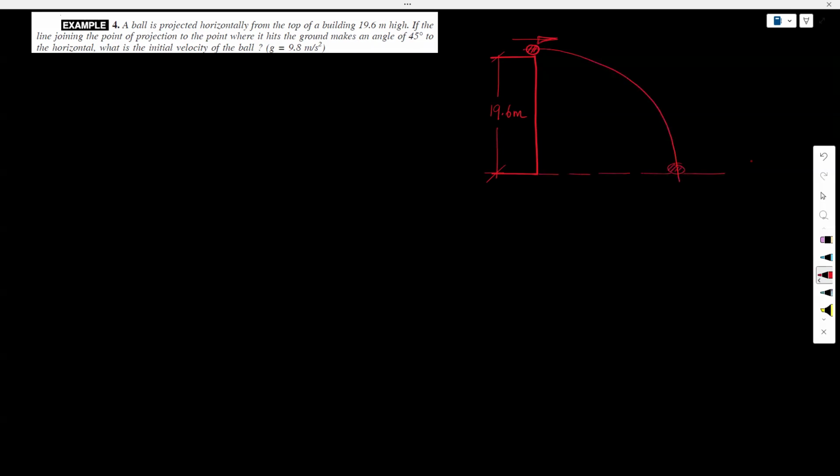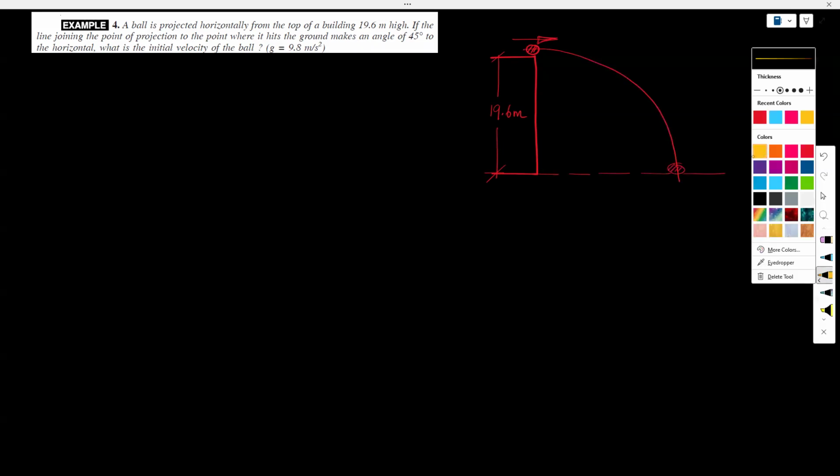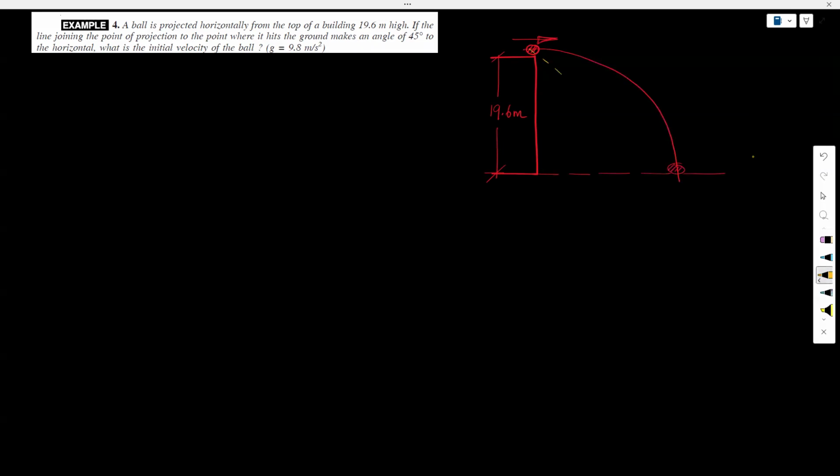So it is going to hit the ground, and what is said is that the line joining the initial point and the final point is making an angle of 45 degrees. So we know if it is a right angle triangle, and the angle in the right angle triangle is 45, whatever the length of one side is, the other side will be the same as well, right? So that is also going to be 19.6. So we have the distance that it traveled in the vertical direction as 19.6 as well as the horizontal direction as 19.6. What is the initial velocity of the ball?